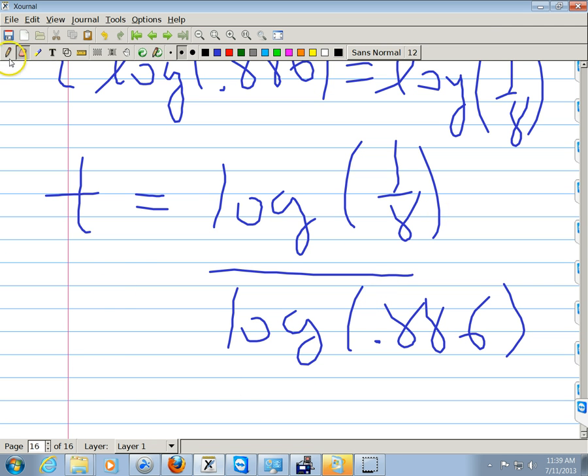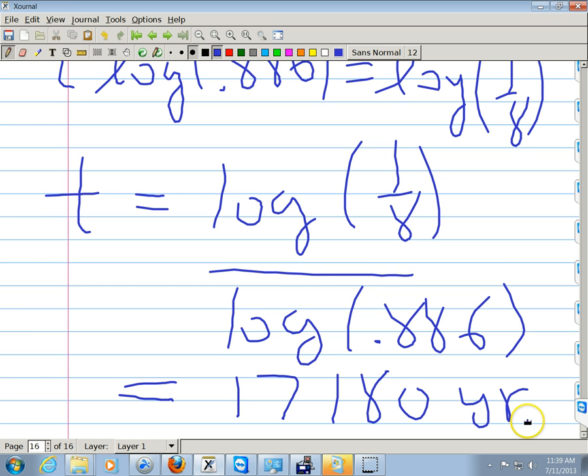All right, so we get that that's approximately 17,180 years. Don't forget units in the answer. There's units in the question, in this case, years. And you're done.